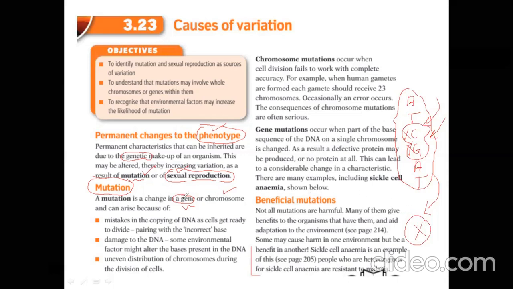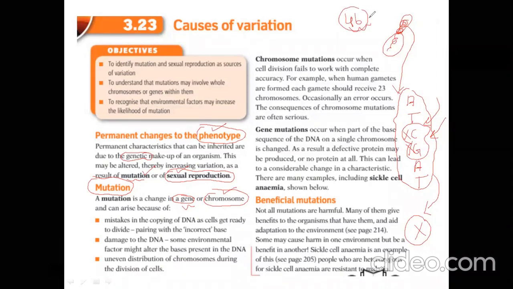Now we know a gene is actually part of a chromosome, right? A gene is present in a chromosome. It's a part of DNA and present in the chromosome. So this mutation is happening in DNA that is present in a chromosome. But chromosomal mutation is actually when a person receives more or fewer chromosomes. For example, normally a human has 46 chromosomes.